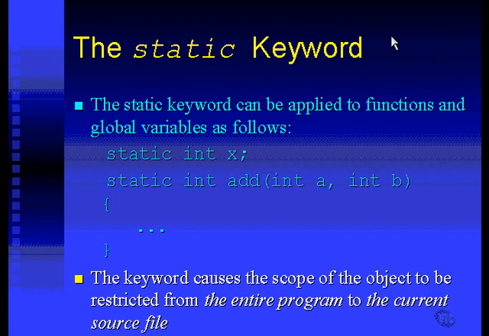There would be absolutely no way that if I said, right, count equals 17, that could mean any other count other than the one in my .c file. In other words, I couldn't accidentally overwrite the one in the other .c file.